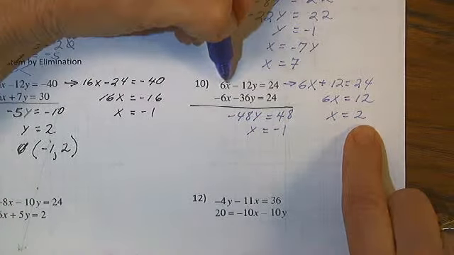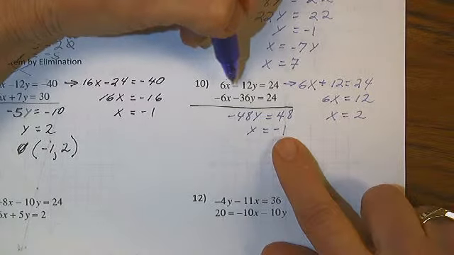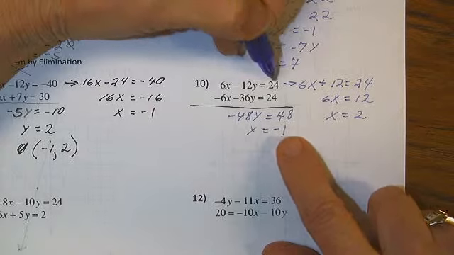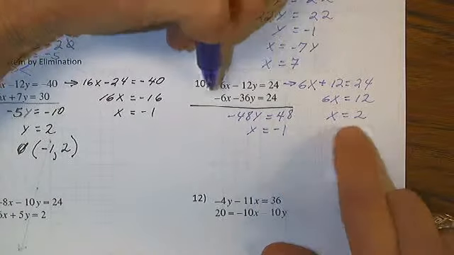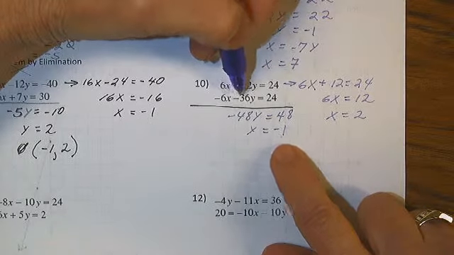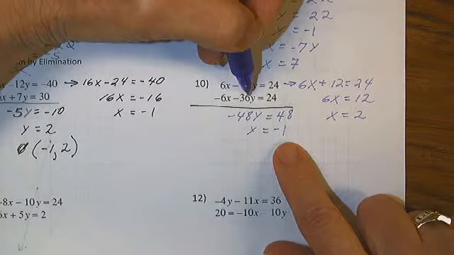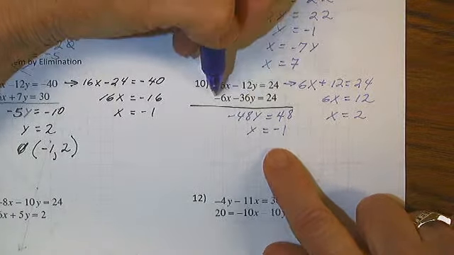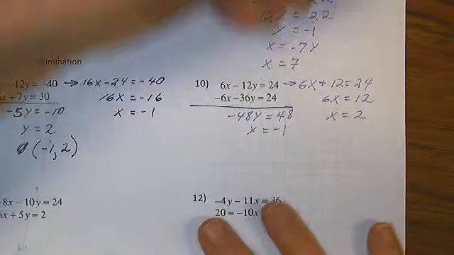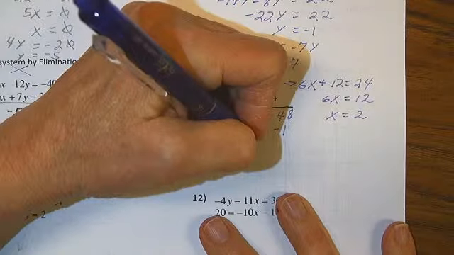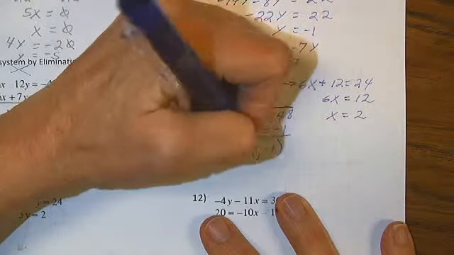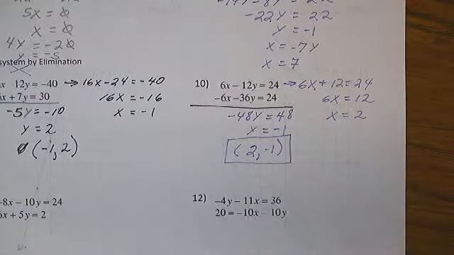2 times 6 is 12. Negative 1 times negative 12 is plus 12. So we have 12 plus 12 equals 24. Negative 6 times x is negative 12. Minus 36 times negative 1 is plus 36. So 12 plus 36 is equal to 48. We are confident in our solution. 2, negative 1 is the ordered pair.